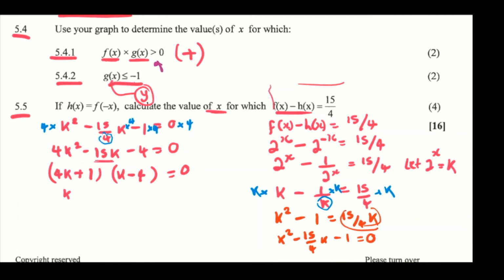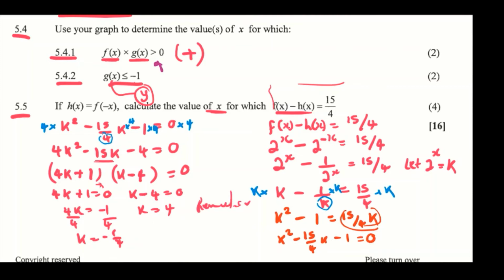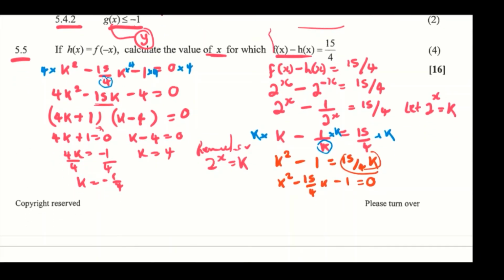So now we have 4k plus 1 equals 0, or k minus 4 equals 0. We transpose the 1 to the other side: 4k is equal to minus 1, and divide by 4 on both sides, so k is equal to minus 1 over 4. Or k is equal to 4. Remember we said 2 to the power of x equals k. So we can replace that now: 2 to the power of x equals minus 1 over 4, or 2 to the power of x equals 4, right?